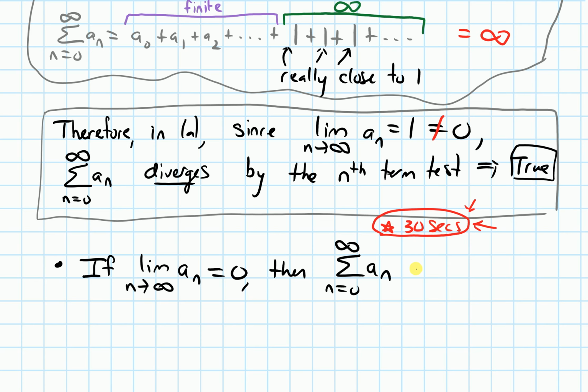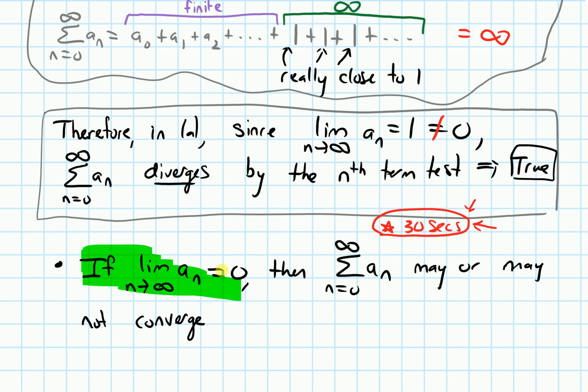So this may or may not converge. So the trap is to say, oh, the limit of a sub n being 0, that's kind of the opposite of what we saw before. So shouldn't this converge? Unfortunately, it's not quite that simple.